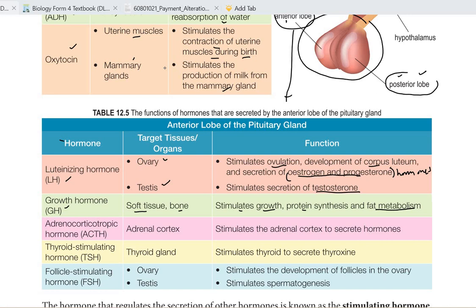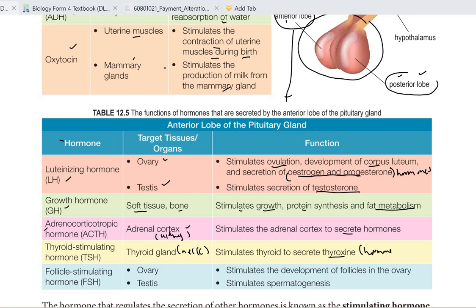Then we have adrenocorticotropic hormone, or ACTH, at the adrenal cortex. The adrenals are at the kidney. It stimulates the adrenal cortex to secrete hormones. And then we have thyroid stimulating hormone, or TSH, at the thyroid gland, which is at our neck. It stimulates the thyroid to secrete thyroxine. Thyroxine is also a hormone.